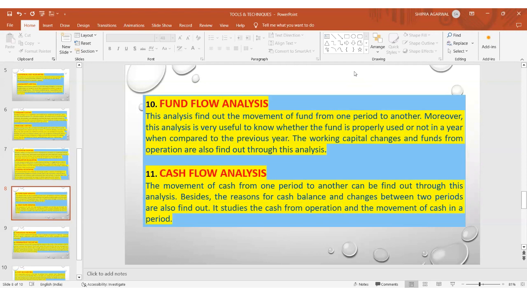The next one is cash flow analysis. Cash flow analysis is similar to funds flow analysis, with the only difference that funds flow was a broader concept because we were studying the overall funds. Whereas in cash flow, we are studying just one component of the overall funds, that is cash. So here we are studying the inflows and outflows of cash only. That means the places from which we will be getting cash, that is the receipt of cash, and the things for which we need to pay cash, which is known as the outflow of cash.